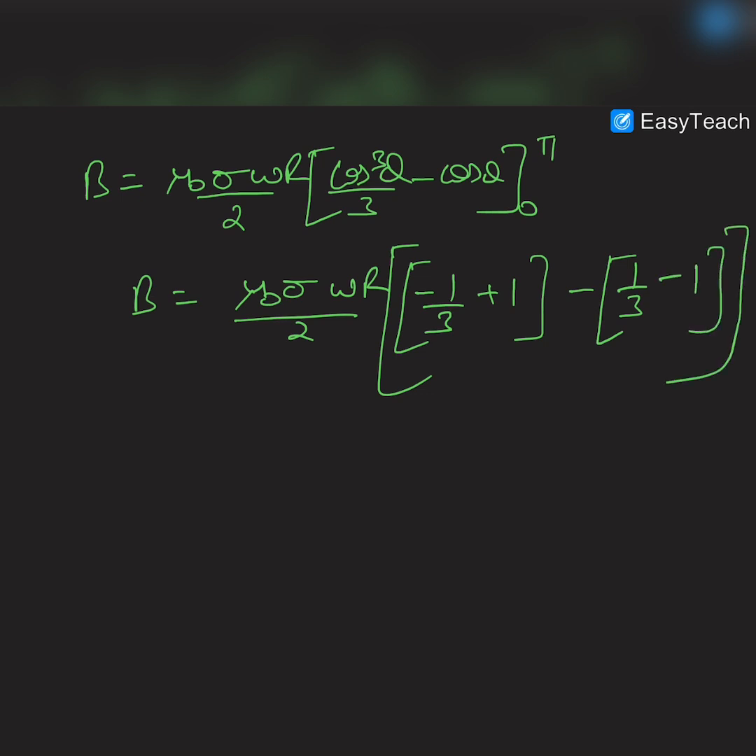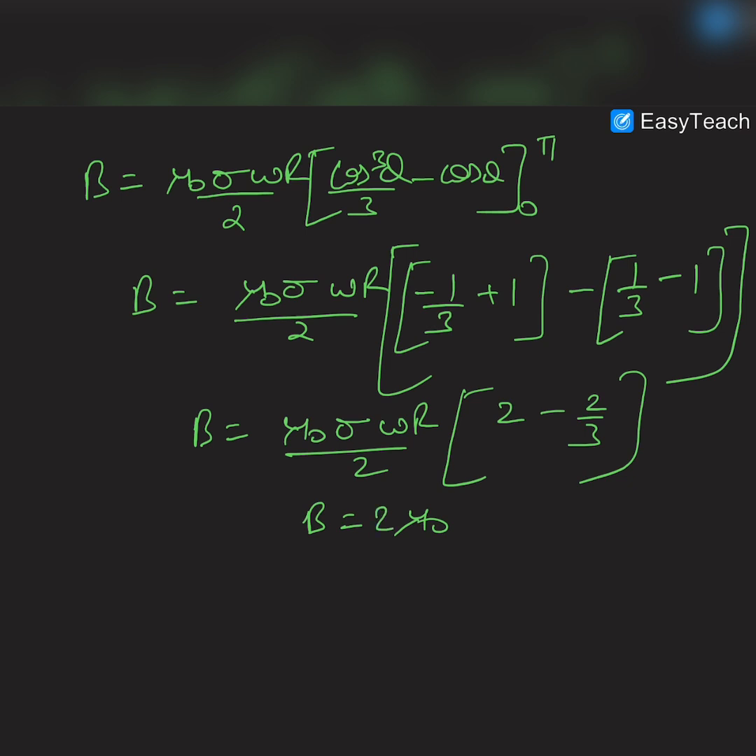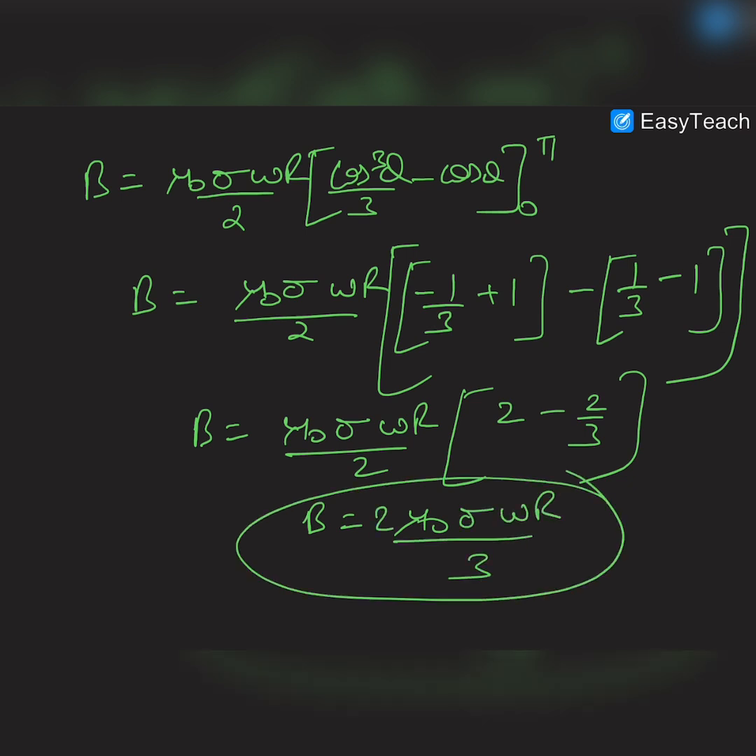Okay, so you can see that B will be equal to mu naught sigma omega R by 2 into (2 minus 2 by 3). So 2 minus 2 by 3 will be 4 by 3, and B will be equal to 2 mu naught sigma omega R by 3. This will be the magnitude of magnetic field due to this rotating sphere at the center of the sphere. Thank you.